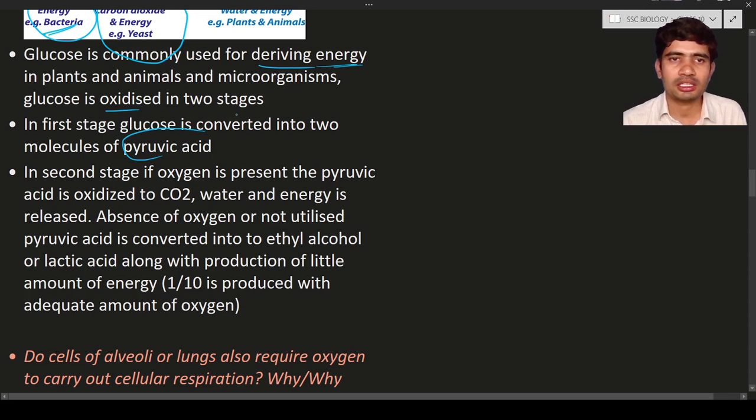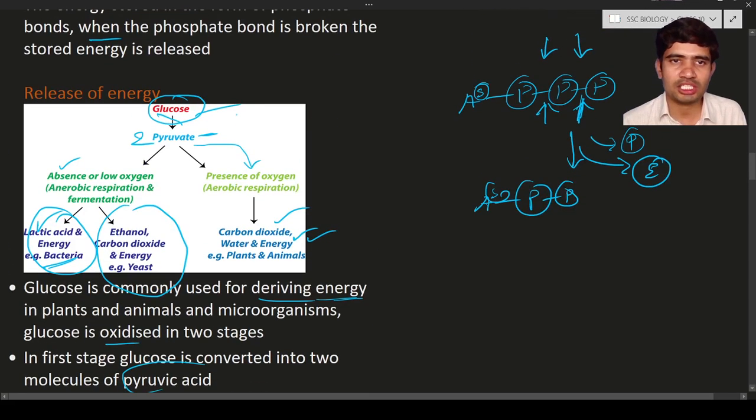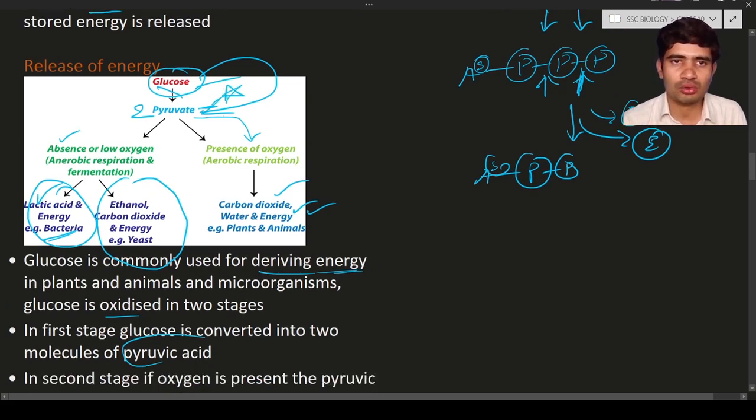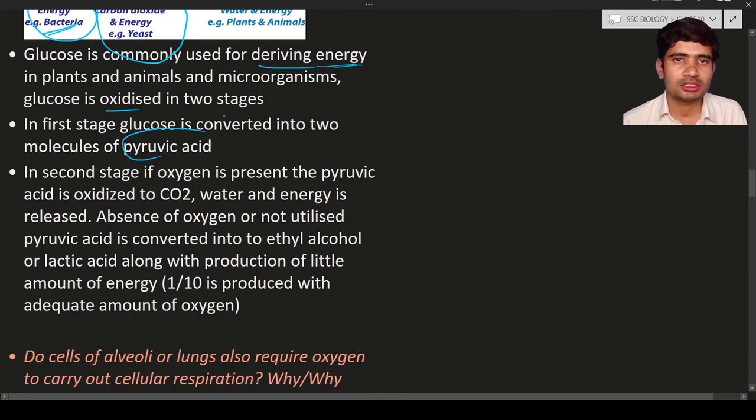Here you can see the first stage. The glucose molecule is converted into pyruvate. This is important. Next is the second stage, where oxygen is present. When oxygen is present, the pyruvic acid is oxidized to carbon dioxide. It means the glucose molecule is converted into two molecules of pyruvate.